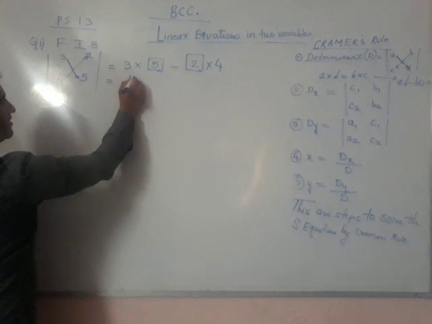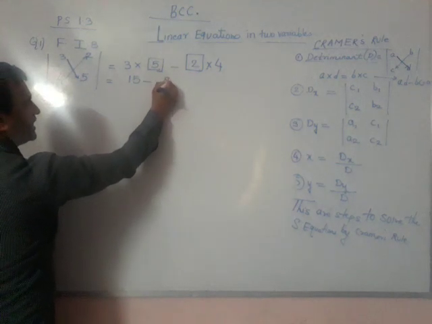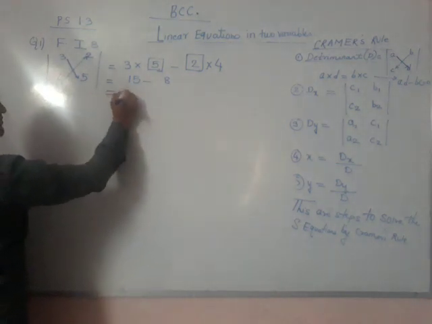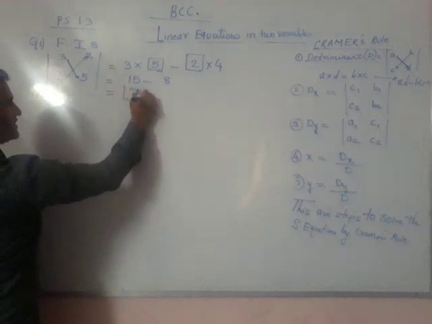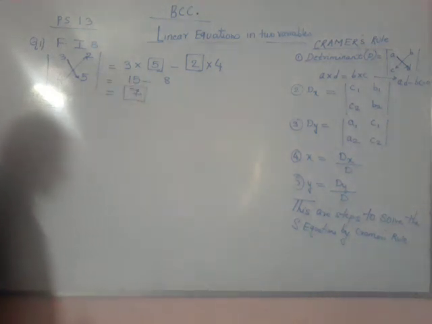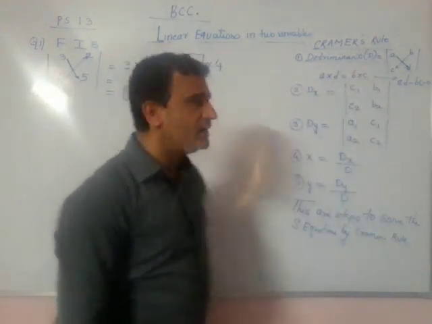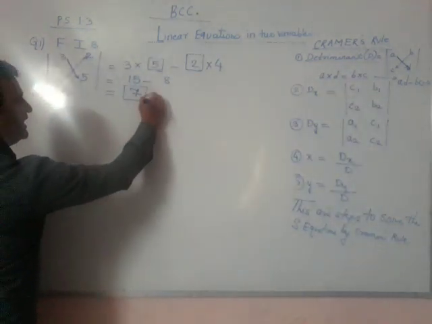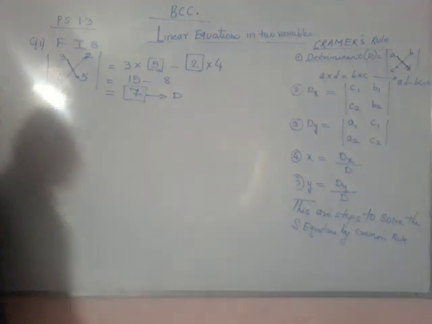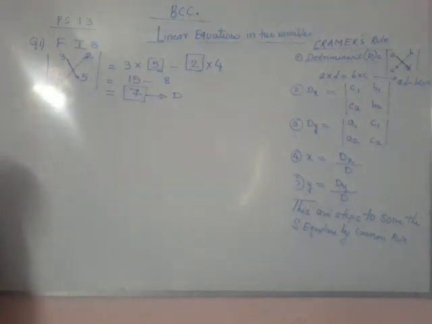3 5s are 15. 2 4s are 8. 15 minus 8 is 7. So student, 7 is the answer of the determinant. Determinant means only D. D is called determinant.